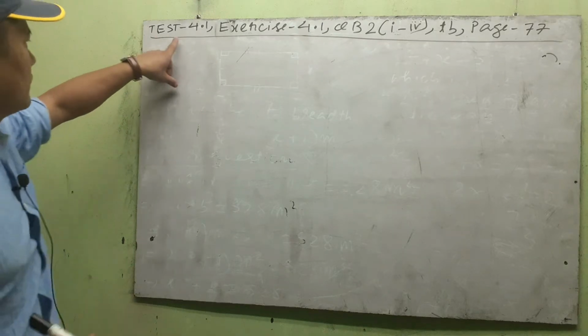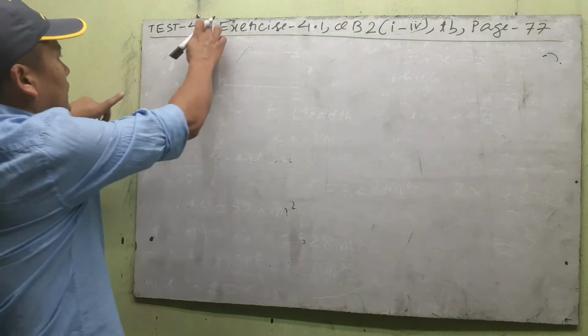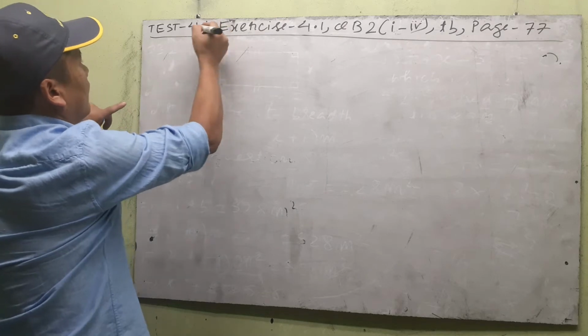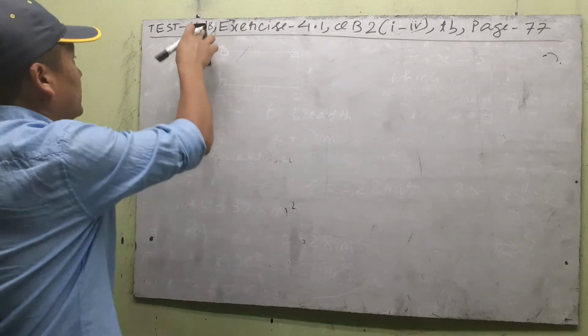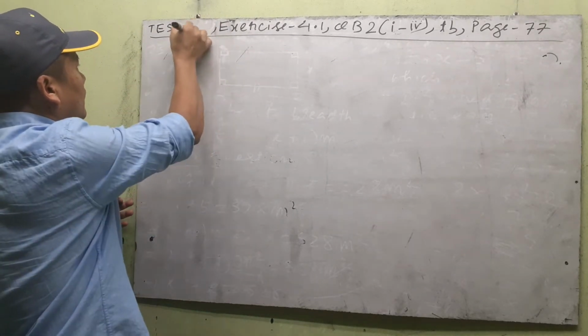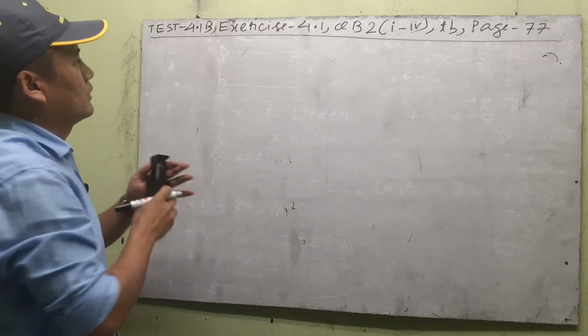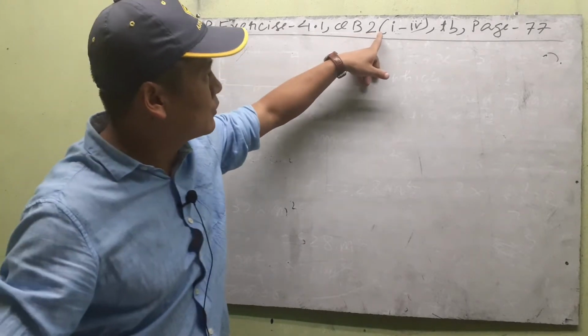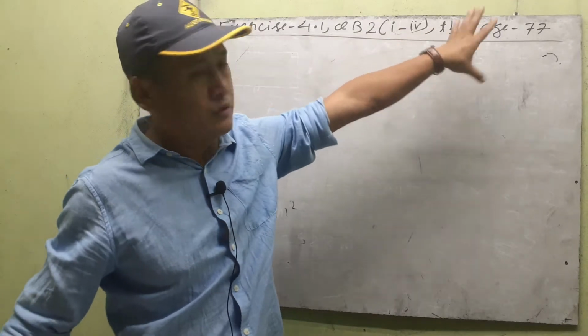Okay, so the next test here, you can write it down, Test-4.1B. Okay, 4.1B. 4.1B will be covering this portion. 4.1B, exercise 4.1, question B2, subheading 1 to 4, textbook on page 77.